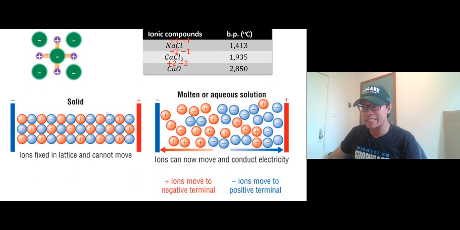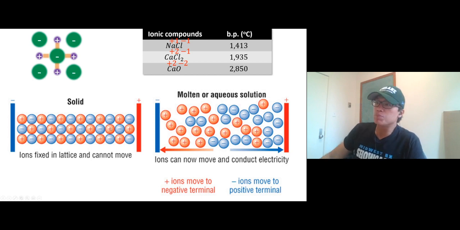So a high charge usually has a higher boiling point. An ionic compound by itself in solid form cannot conduct electricity, but if you melt it, so it becomes molten. When you melt it, the cation and anion can move. So the cation can move to the negative pole, and the anion can move to the positive pole, and that allows it to be able to conduct electricity.